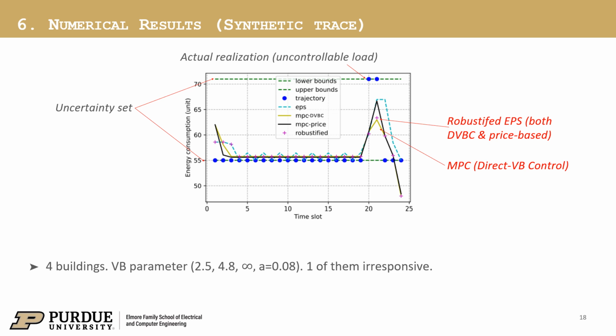the demand suddenly increases. Both EPS and MPC under DVBC increase the consumption in the same way, facing the sudden peak. For a price-based control version, however, robustified EPS is still fine, following the same decision as direct VB control. However, MPC with price-based control cannot reduce the peak as much. The reason is that MPC price does not have the new sufficient condition that we introduced earlier. Therefore, it cannot retain the same aggregate flexibility in the system when one of the buildings becomes unresponsive.